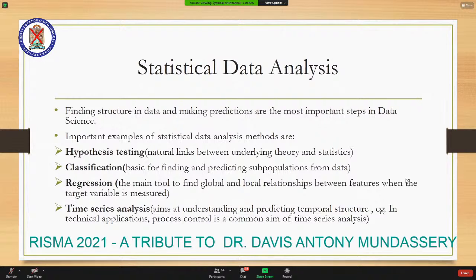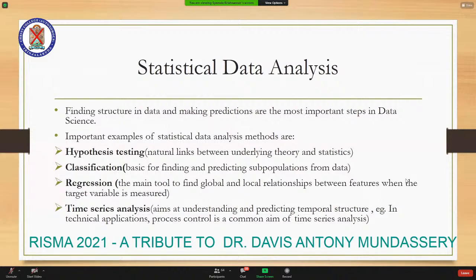The next one is the regression method. Regression methods are the main tool to find global and local relationships between features when the target variable is measured. The other one is time series analysis. We all know about that. It aims at understanding and predicting temporal structures. For example, in technical applications, like in engineering applications, process control is the common aim of time series analysis. So that's my area of research.